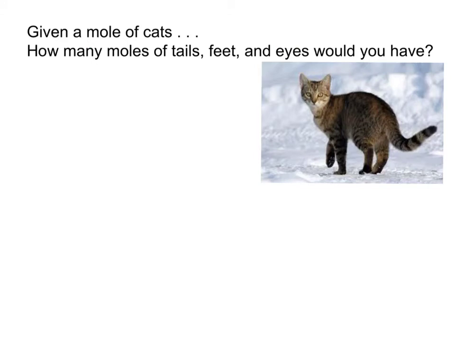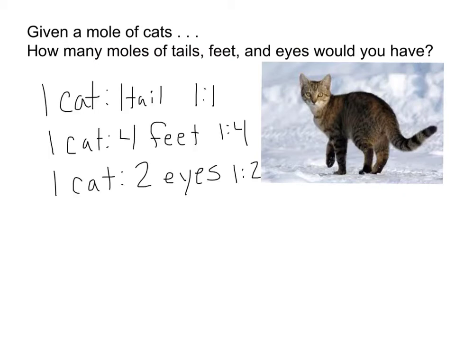Say you were given a mole of cats. How many moles of tails, feet, and eyes would you have? Well, for every 1 cat, remember, a mole is equal to 6.02 times 10 to the 23rd molecules.